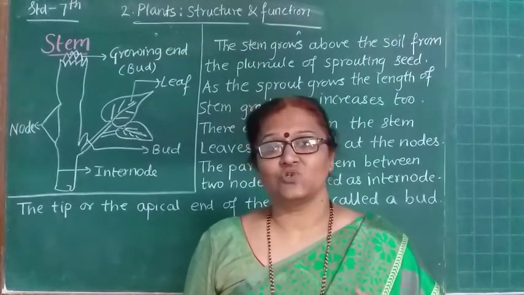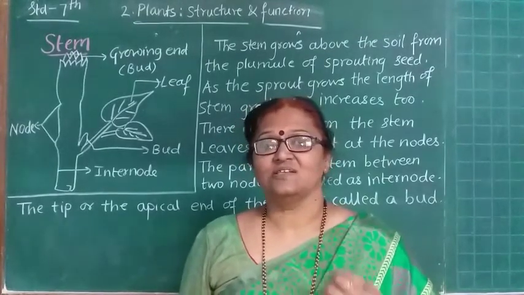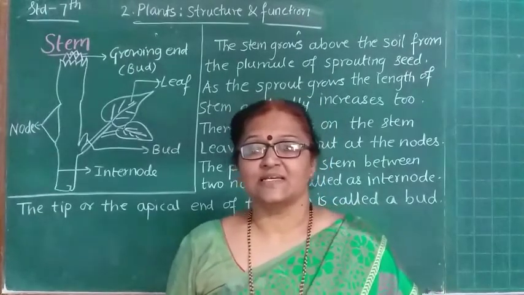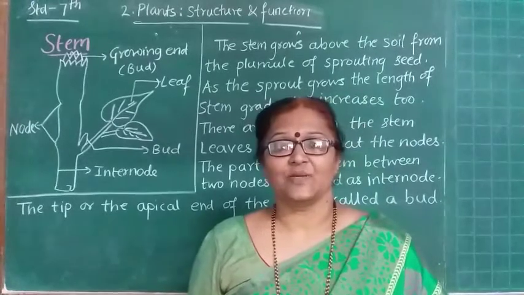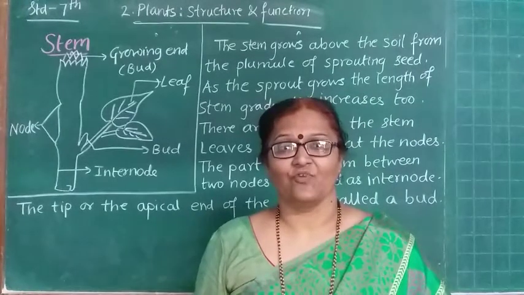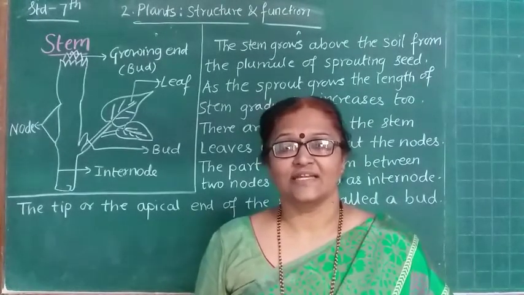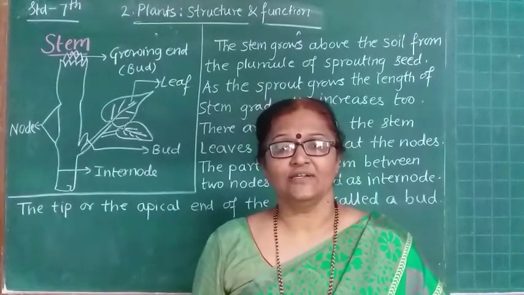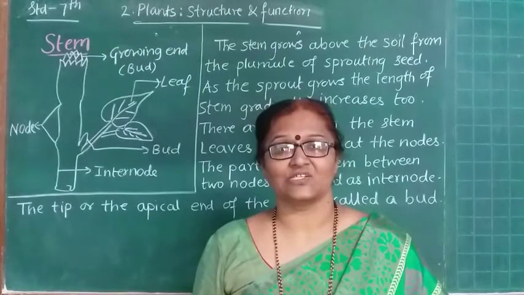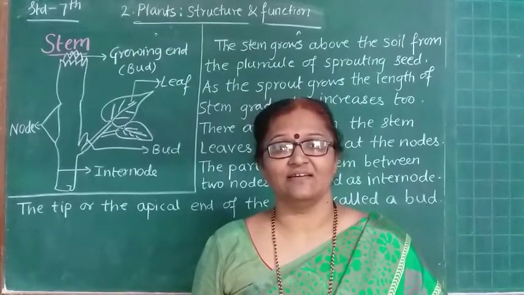We have also seen in this lecture the stem. Stem is a part of a plant where it has nodes, it has leaves, it has internodes and it has a growing tip. This we have seen in this lecture. The further points we will see in the next lecture.